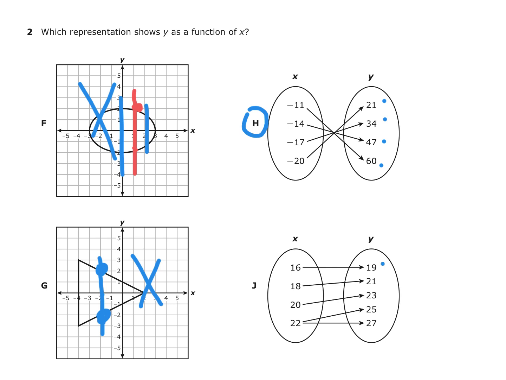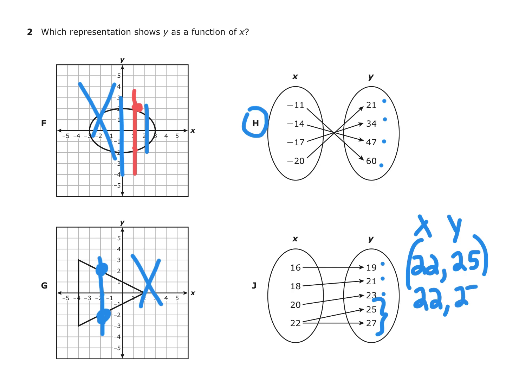16 pairs up with 19, 18 with 21, 20 with 23. Oh, 22 is paired up with two different numbers right here, and this makes it not a function. So you have, for example, 22 comma 25 as an ordered pair for x and y. And you're also going to have 22 comma 27. So you see that the same value of x has two different values of y, and that is not allowed. It would not be a function. So the answer has to be J for number 2.